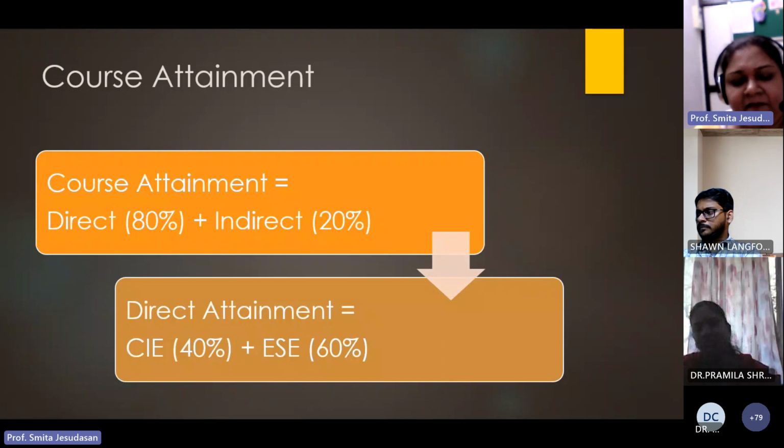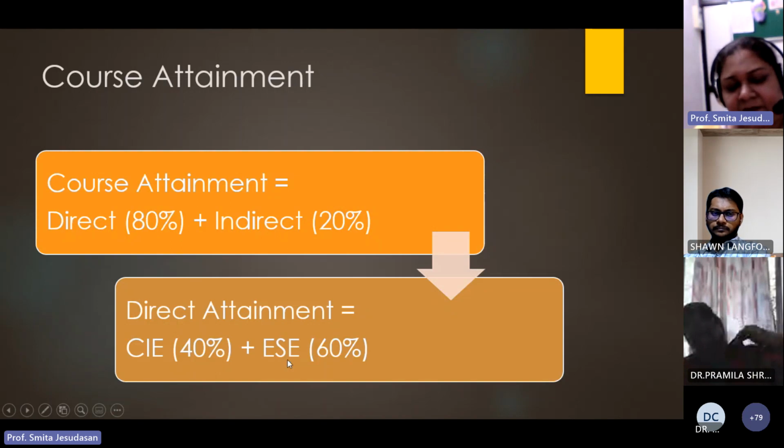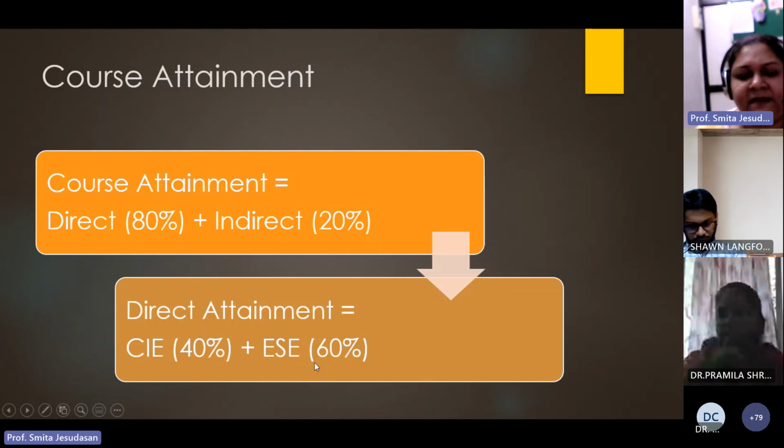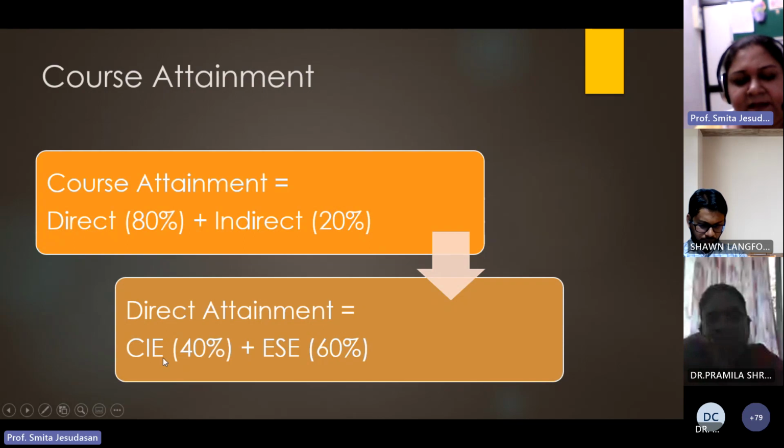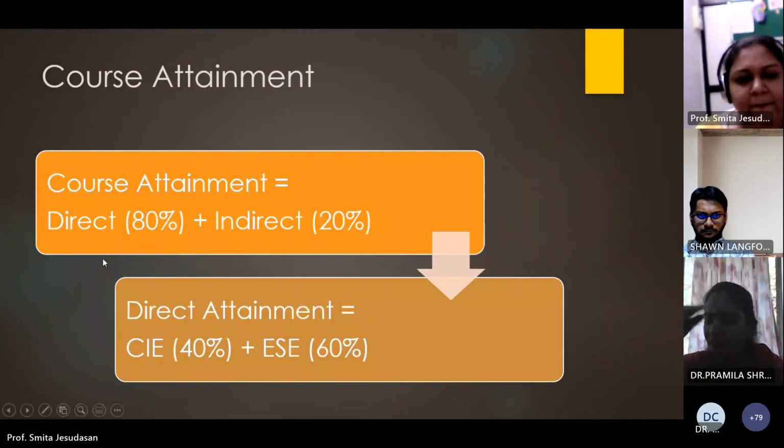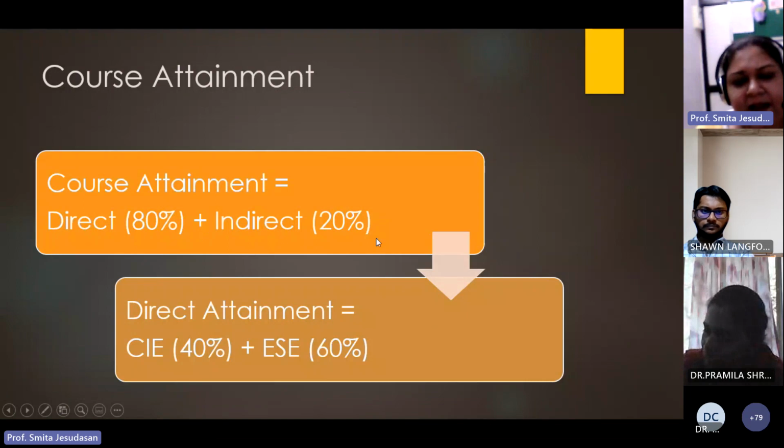Some of you may have again 50-50. So then 50% from internal assessment and 50% from the end semester examination. This CIE percentage and end semester percentage, it varies from program to program. But this direct 80% and indirect 20%, this has been given by NBA.